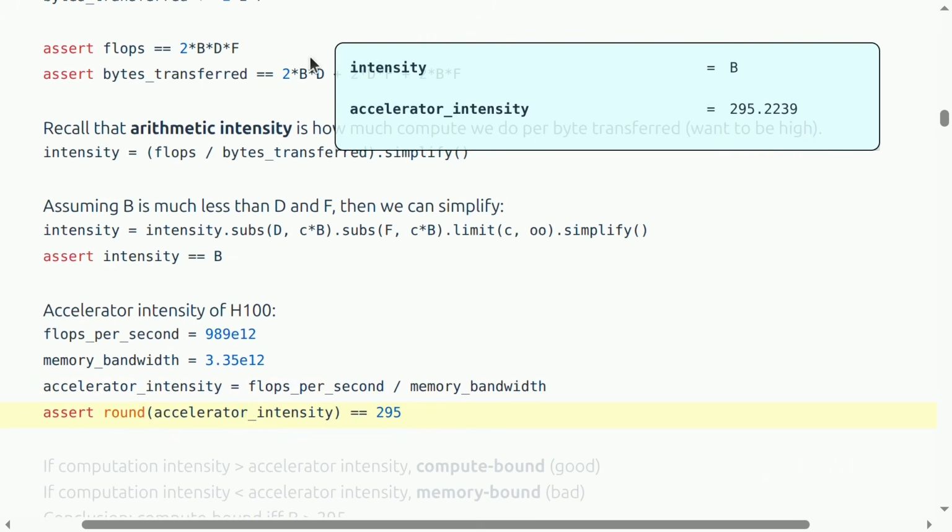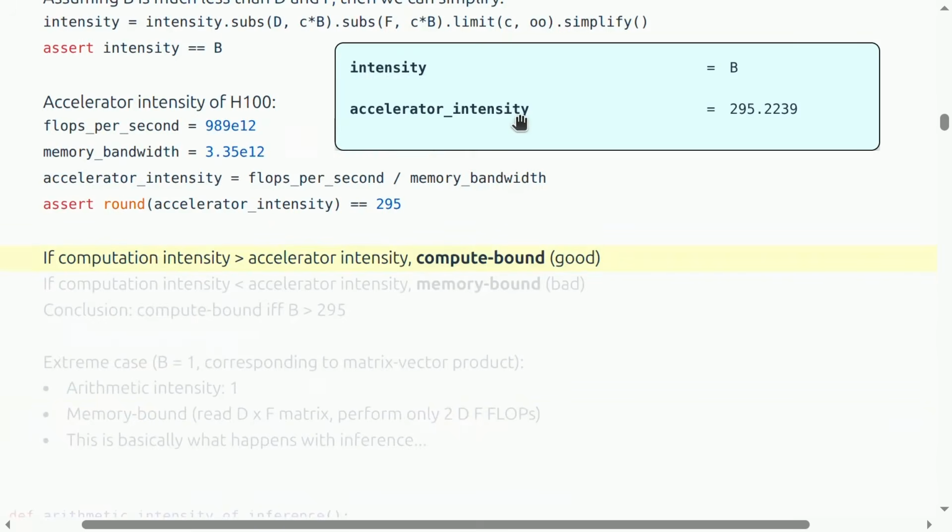Now you compare your computation's intensity with your accelerator intensity. If it's greater, then you're compute bound, which is good. If it's less, then you're memory bound, and that's bad. So for the H100, for this particular matmul operation, you're compute bound if the batch size is greater than 295.